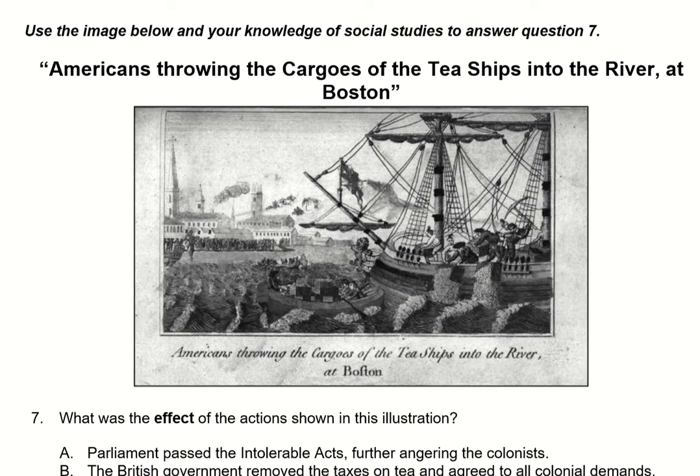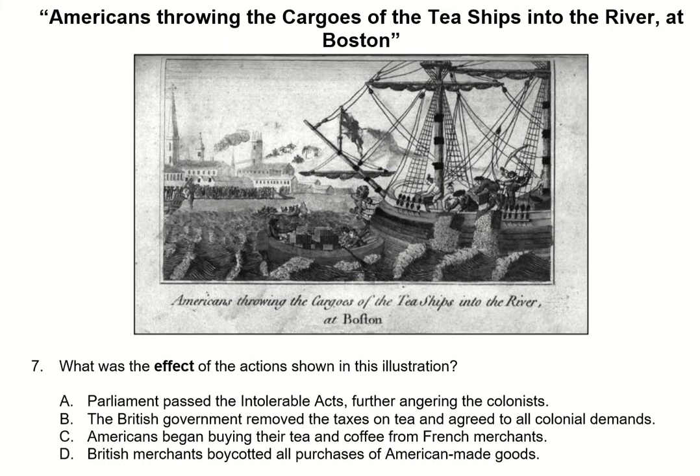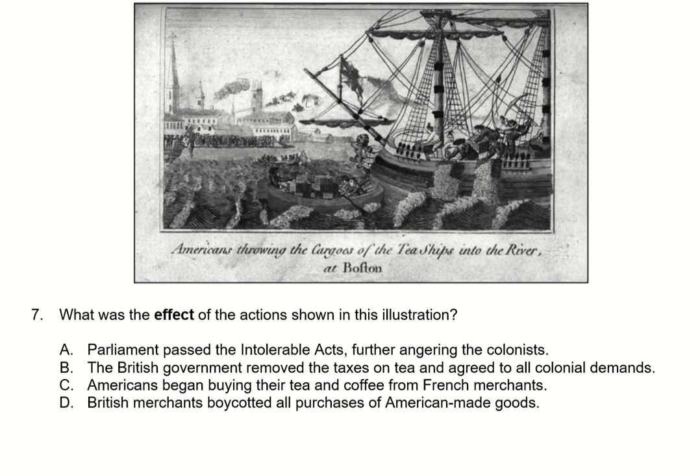Use the image below and your knowledge of social studies to answer question 7. Americans throwing the cargoes of the tea ships into the river at Boston. Number 7. What was the effect of the action shown in this illustration?